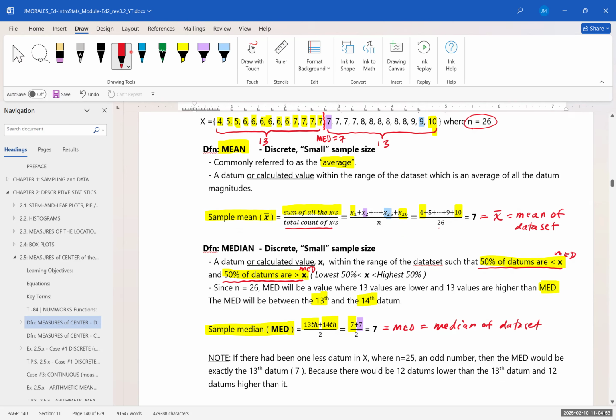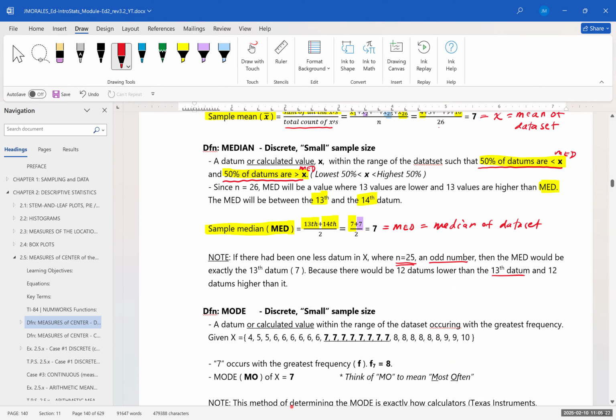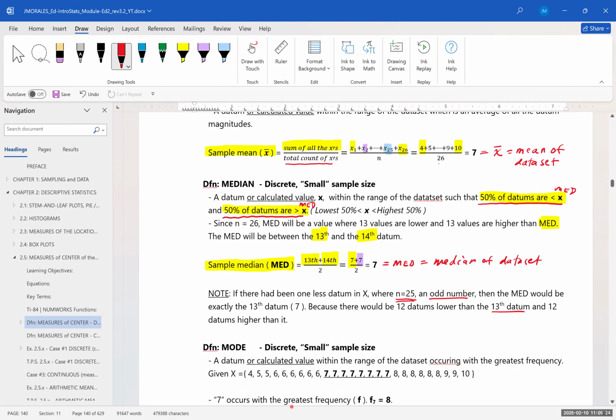If there had been one less datum in our random variable, so if instead of a sample size of 26, we had a sample size of 25, which is an odd number, then the median would be exactly the 13th datum, because then there would have been 12 datums lower and 12 datums higher than that 13th datum. All right, so now let's move on to the mode.